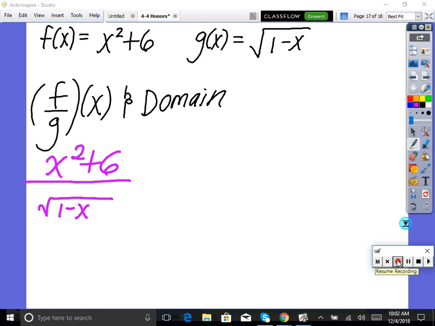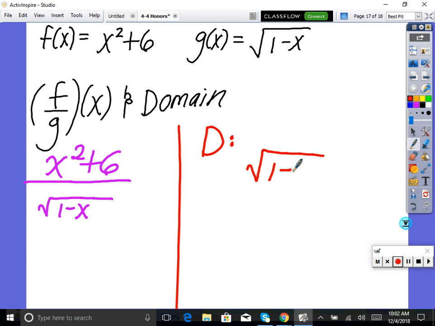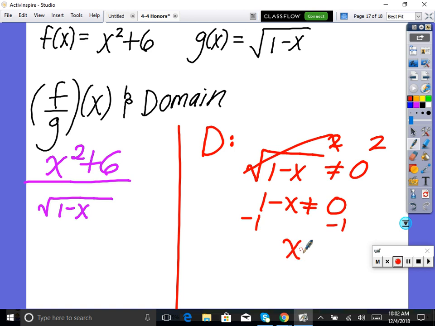Okay, for the domain, so that's my answer. In a second we'll rationalize. Let's just talk domain. Isn't it true that whatever is under the fraction cannot be 0? Yeah? The denominator can't be 0. So you'd say the first thing is the square root of 1 minus x cannot be 0. That's our first true statement, right? Solve for x, so we'd square both sides. 1 minus x cannot be 0. Subtract 1. Negative x cannot be negative 1, so x cannot be 1. Does everybody see?